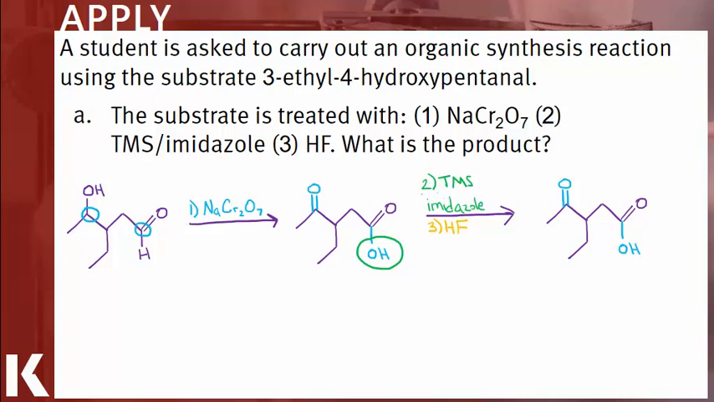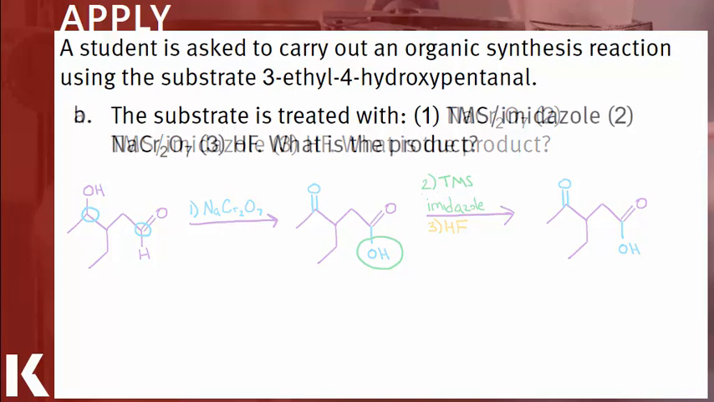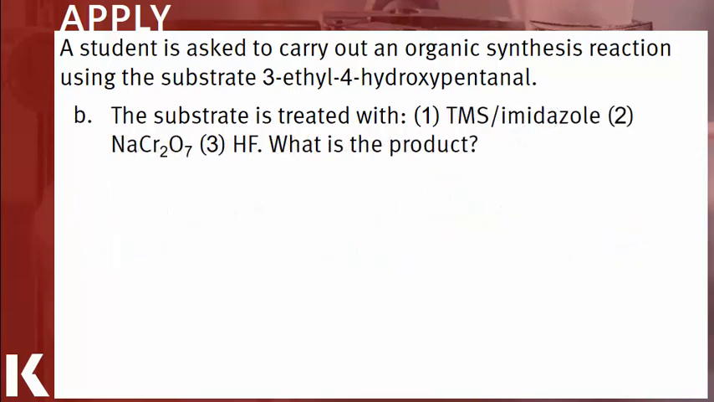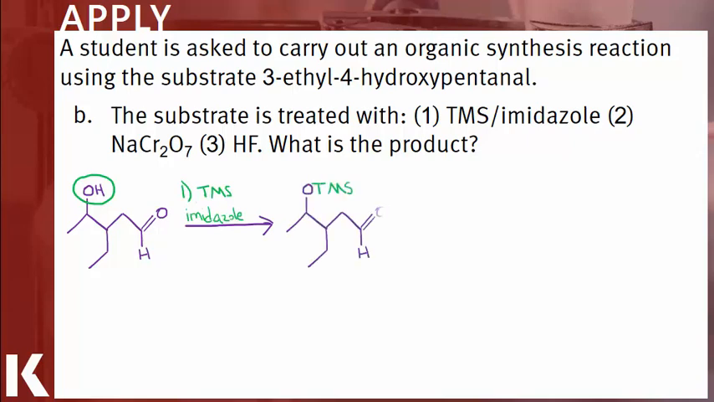But what happens if we switch the order of the steps? Will the final product change? Let's take a look at B. This time, we're still starting with 3-ethyl-4-hydroxypentanal, but the multi-step synthesis now begins with the treatment of TMS and imidazole. This time, there's an alcohol group on carbon 4, so TMS will replace the hydrogen, resulting in the following product.